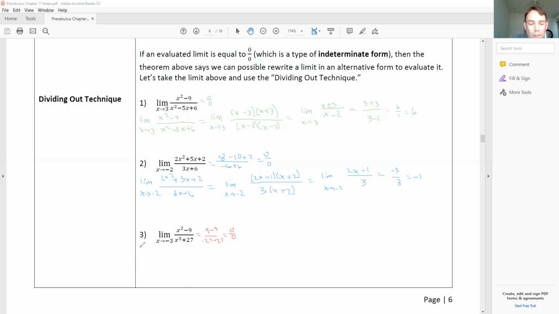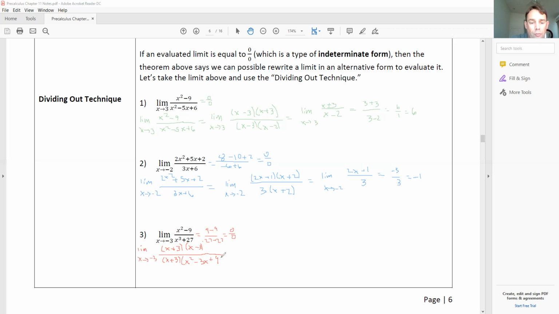All righty, let's see here. So the limit as x approaches negative 3. We're going to factor difference of squares on top, so x plus 3 and x minus 3. And on the bottom, x cubed plus 27, that's the sum of cubes, so we'll do that as well. X plus 3, x squared minus 3x plus 9.